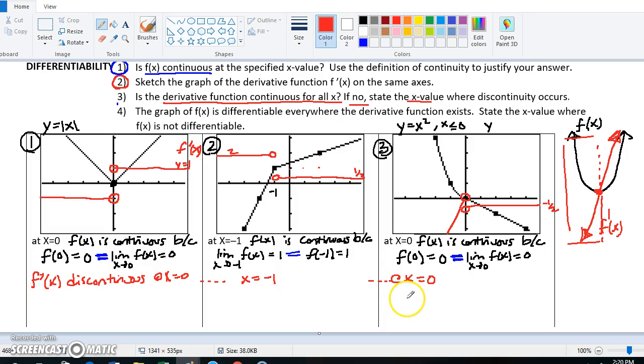What makes me say that? Well, you can look at the red graphs and say the two sides do not connect, right? Our limit from the left does not equal the limit from the right on the red graphs. All right, now I want you to think, what is happening on the function itself that's causing the derivative to not be continuous?